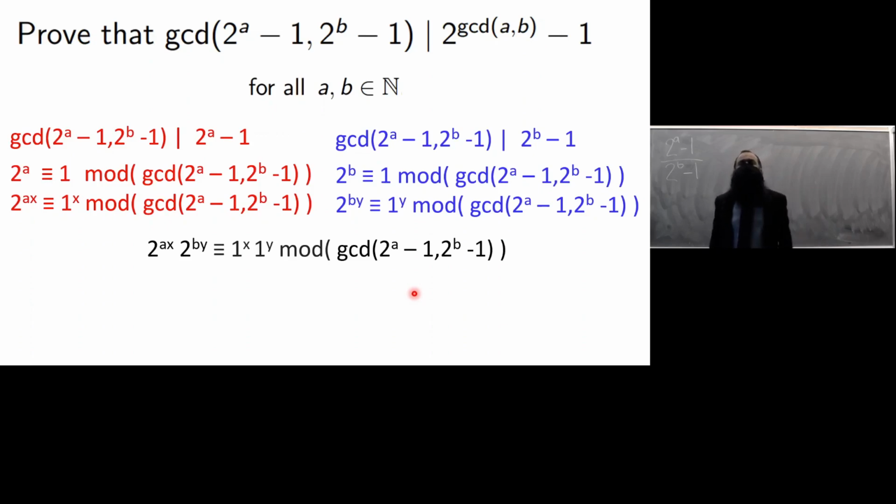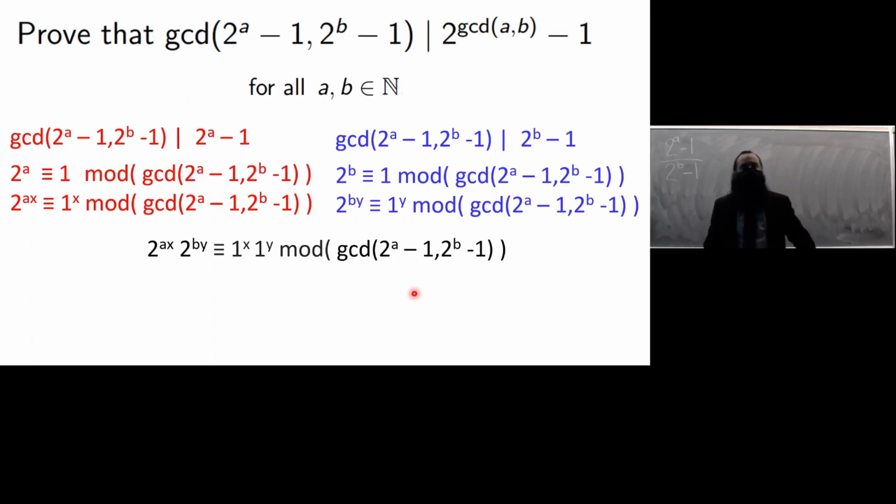One of them is that if a1 is congruent to b1 mod m, and a2 is congruent to b2 mod m, then a1 times a2 is congruent to b1 times b2 mod m. Okay, you guys saw that? Yeah, we were using that all the time, right?